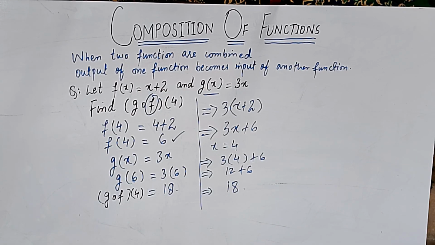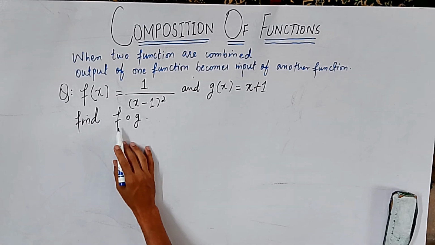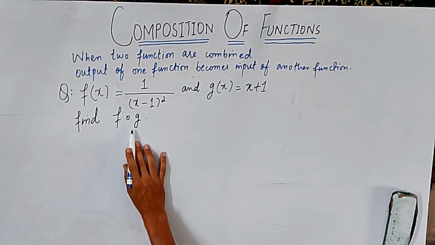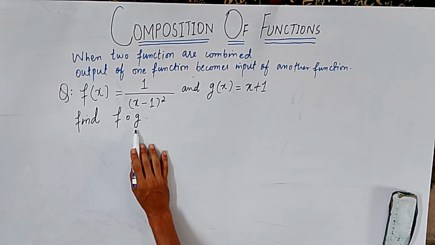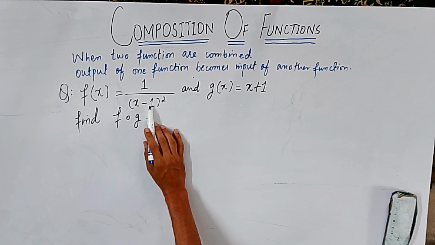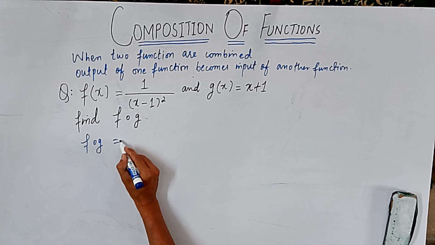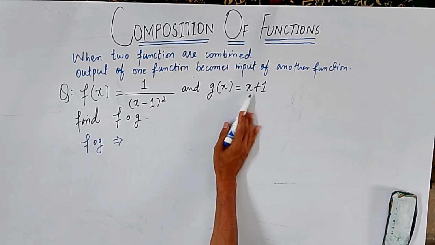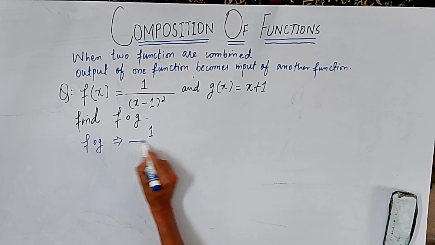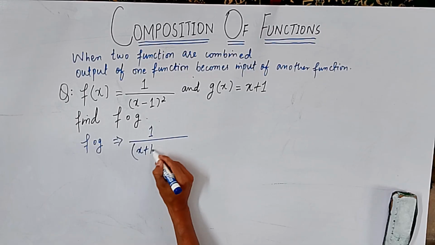So let's see one more question related to composite function. Now if you look at this particular question, in this question again two functions are given and you need to find f of g of x. So you will use the right hand side function first, which is g of x, x plus 1, and you will put it in place of x in this function. So let's do. So g of x is x plus 1. So in f of x, in place of x, you will put x plus 1. Other things will remain as it is.